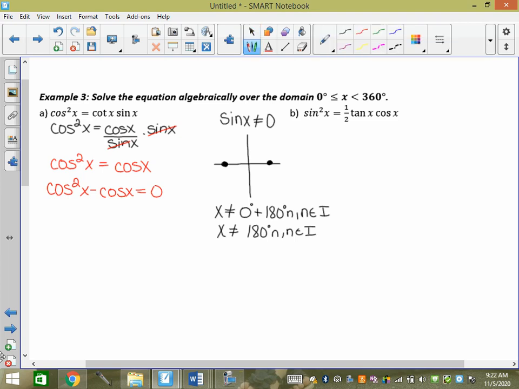Then what can I do? I can replace if I want. Let m equal cos x. So I get m squared minus m equals 0. And if I get stuck, I do what?